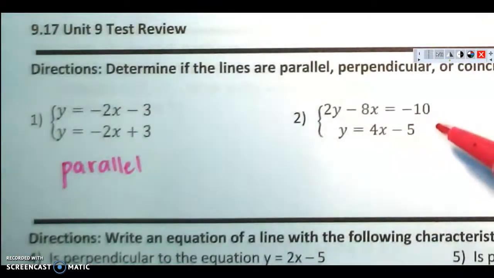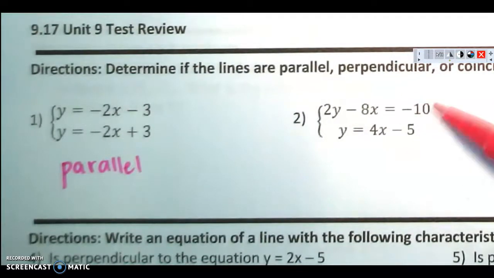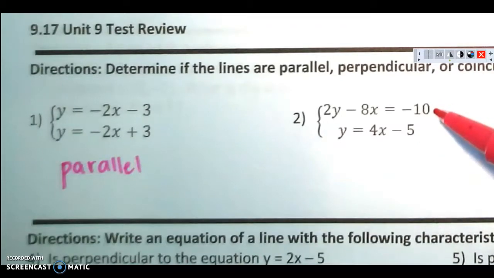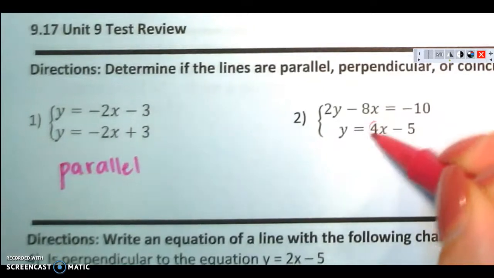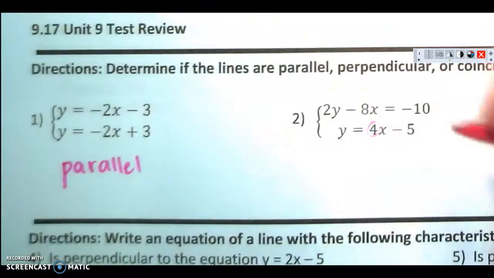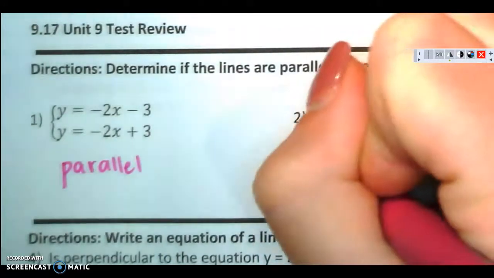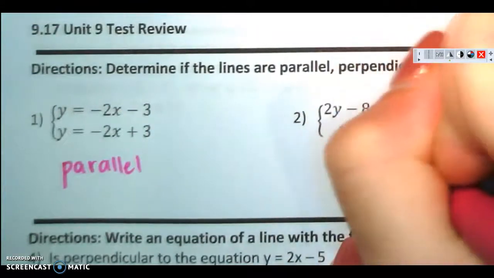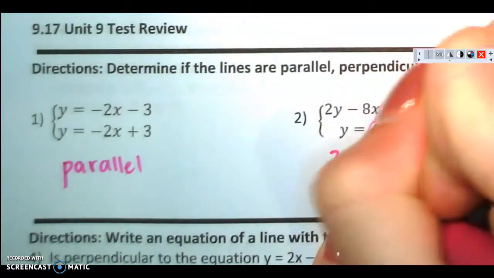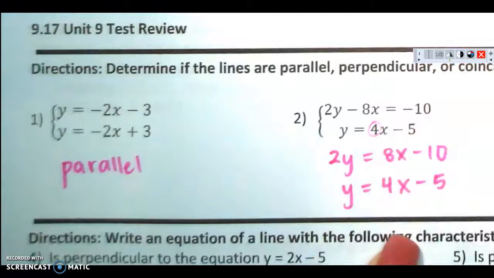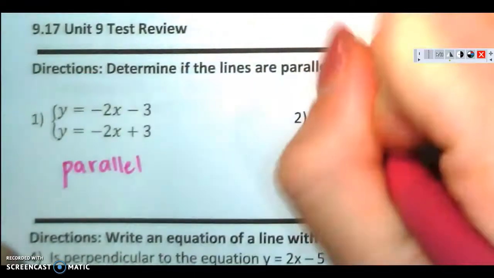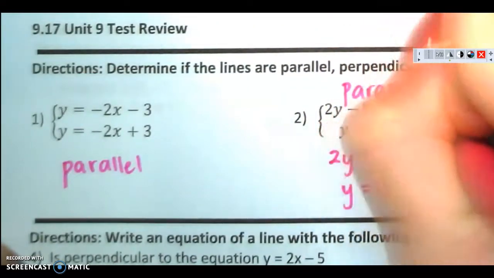With this situation, we have one equation that's in y-intercept form, and we have one equation that's not in y-intercept form. Right now I know that this slope is 4, but I can't easily identify the slope of this one until I convert it into the form I'd like. I'm going to add 8x to the other side. And last up, I'm going to divide by 2. Now that I've done this, we can see that both of these equations have a slope of 4. Therefore, these lines must be parallel.